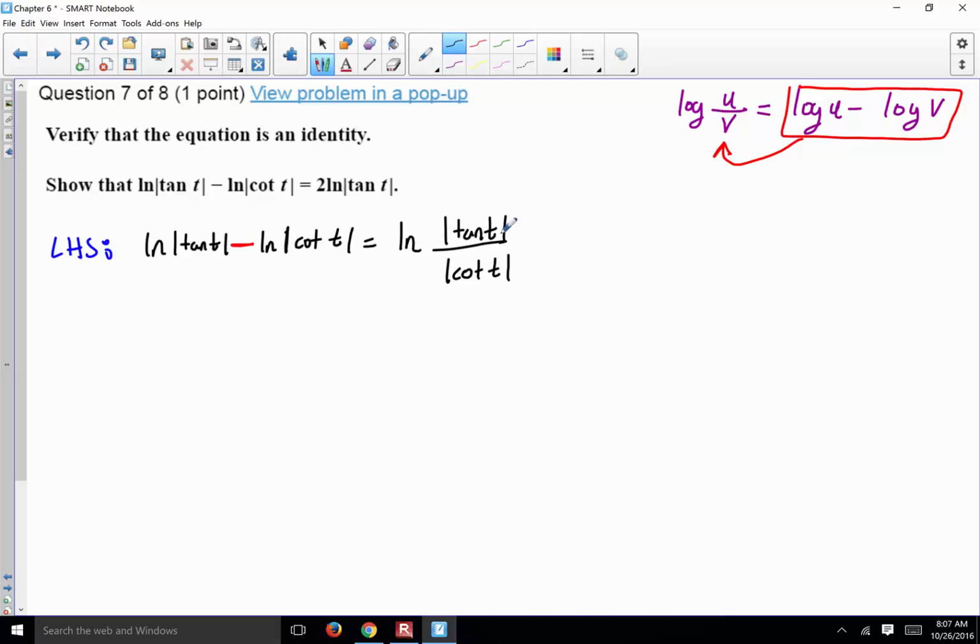If there is an absolute value on the numerator and denominator, actually, you can make it one common absolute value covering the entire ratio. So this is technically equal to tan t over cotangent t. Well, we're almost there. I have at least one ln. I'm missing 2, and I need to reduce this to tangent. I don't see it.